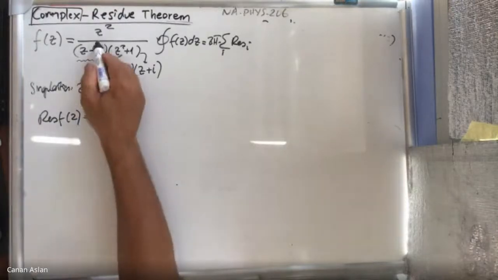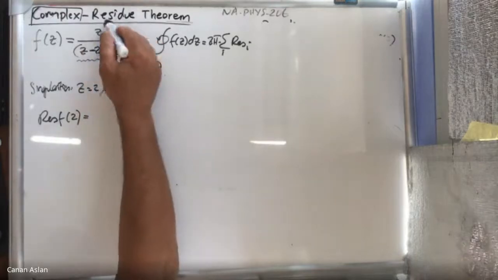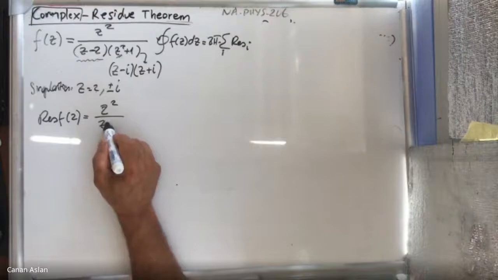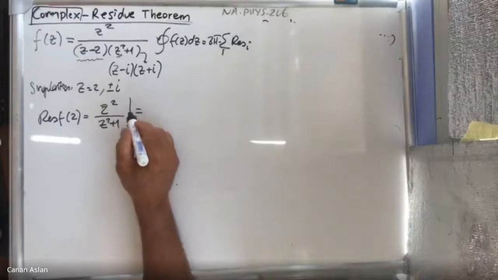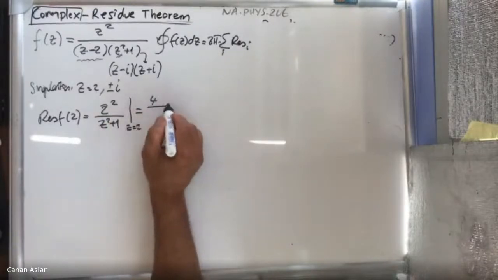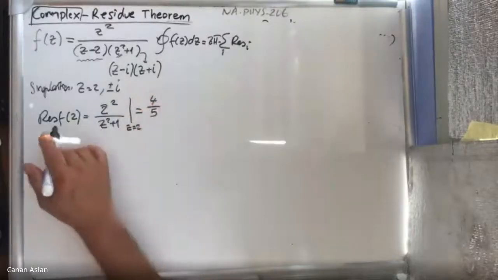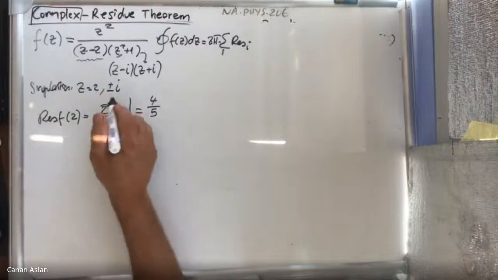So we just multiply the whole function by that and just consider the rest, which is just z squared over z squared plus 1, and we calculate this at z equals 2. When you do this, you will get 4 divided by 5. So 4 over 5 will be the result for the first residual.